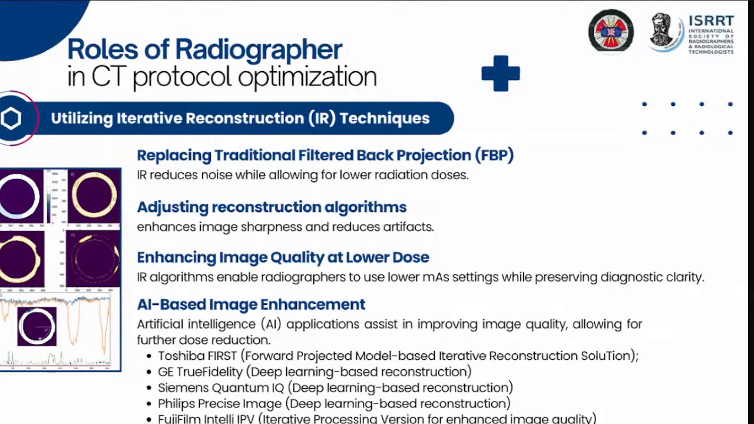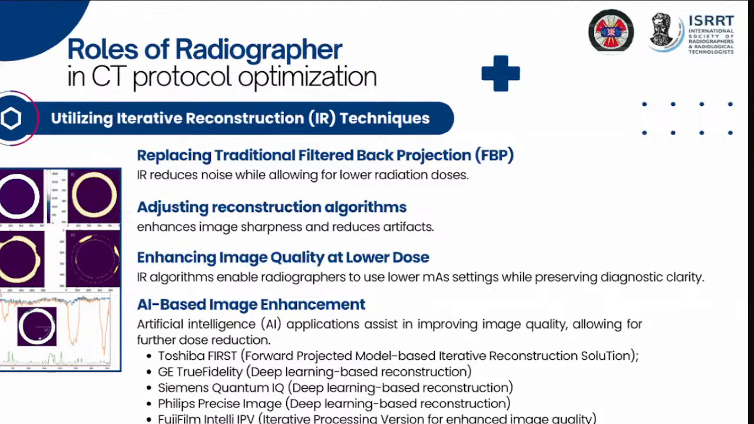And then adjusting the reconstruction algorithm, whereby it enhances image sharpness, reduces artifact, and also enhances image quality at lower dose. So this iterative reconstruction algorithm enables radiographers to use lower mAs settings while preserving diagnostic clarity. So it's starting from simple iterative reconstruction. They have hybrid. So this has been explained by Dr. Azura at the first, from filtered back projection into hybrid and then into total iterative reconstruction.